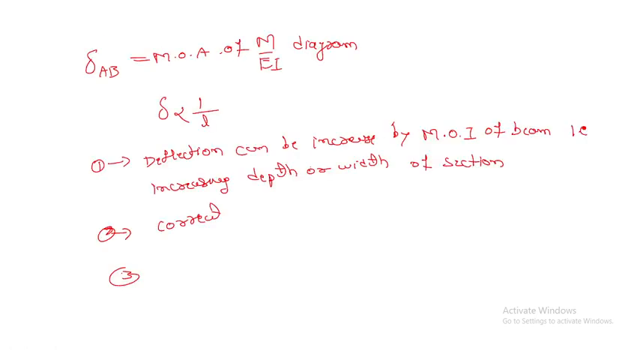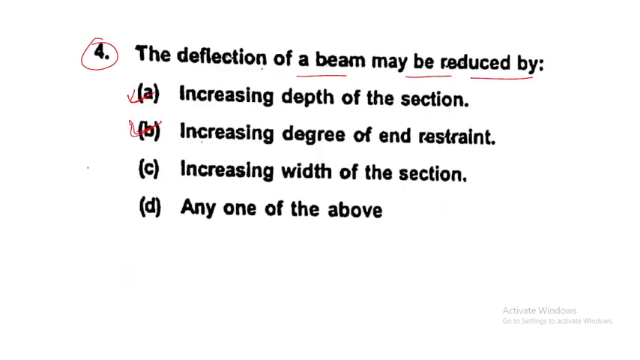For example, if you take a fixed beam, I will draw it here. This is a fixed beam. In a fixed beam with a point load, deflection is reduced to 1/4 times that of the simply supported beam with the point load. Are you getting the point? So all options are correct. So we can increase the width of this section also.